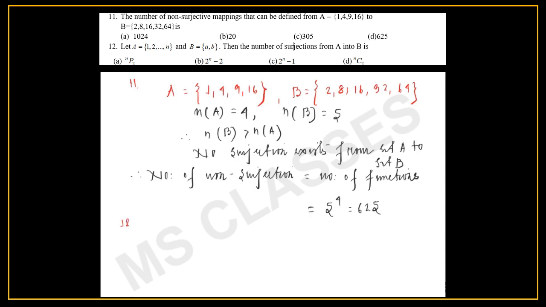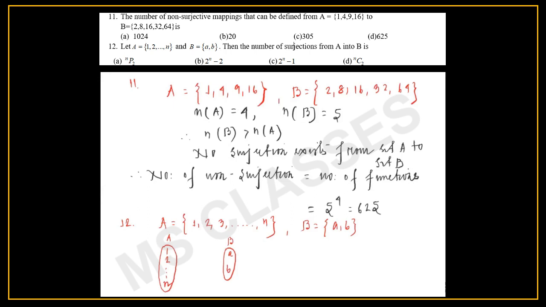What we have, set A is having 1, 2, 3 up to n. Set B is having 2 elements, a and b. Now here they ask for what? The number of surjections. Now try to understand this. This is set A, which is having 1, 2 up to n. In set B, we have two elements.